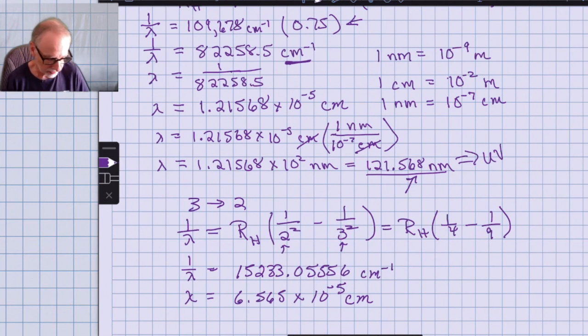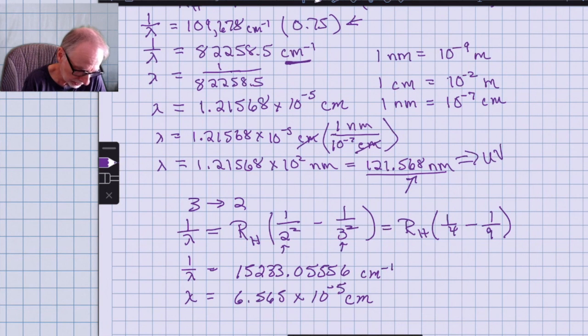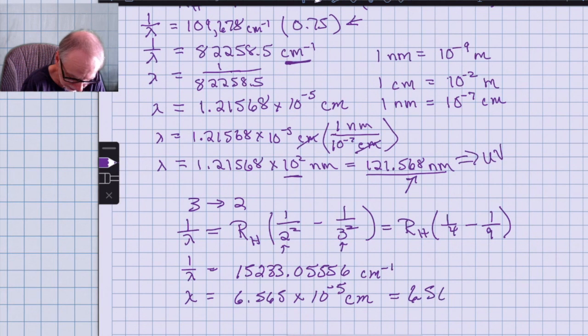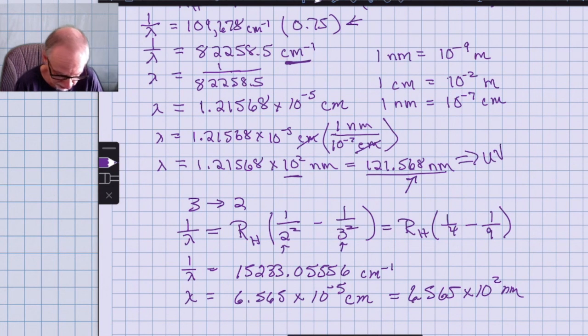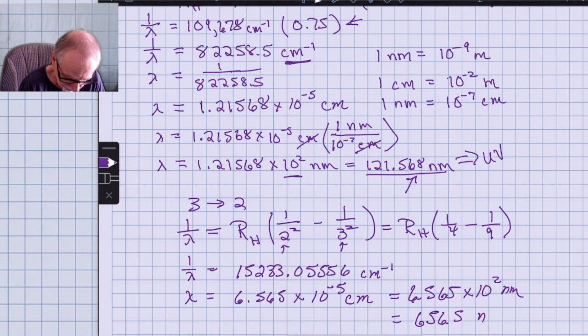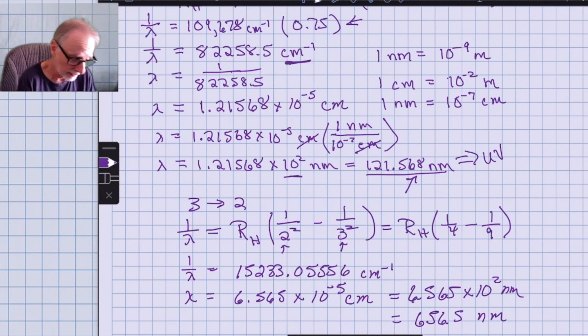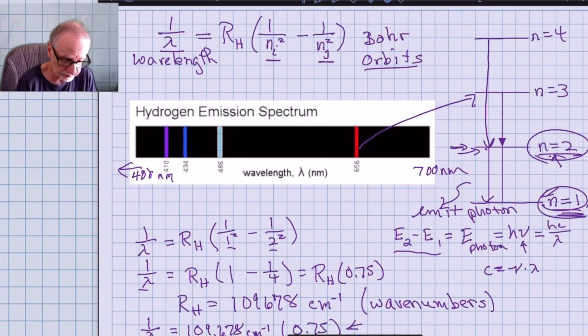Let's get that out of the way so you can see. So doing the same thing that we did up here, we can see that 10 to the minus 5 is going to become, in terms of nanometers, 10 to the second. So it's going to be 6.565 times 10 to the second nanometers, or 656.5 nanometers. This is what we calculated for that transition. And again, what we're talking about is a transition that goes from level 3 to level 2.